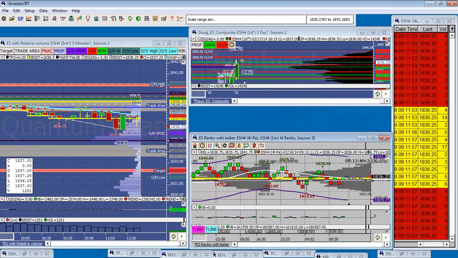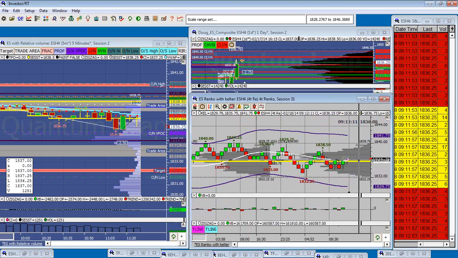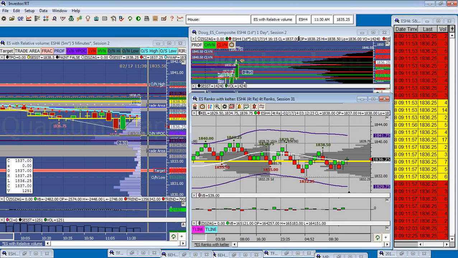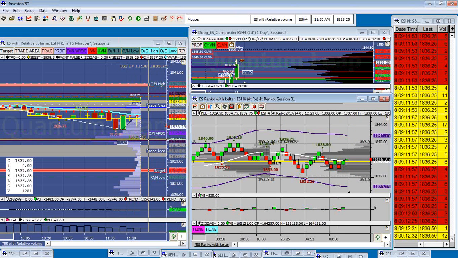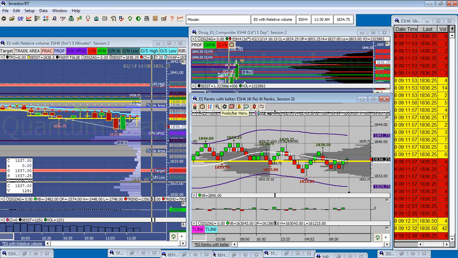Taking a quick look at the Keltner and Renko chart, a test of the Keltner center line is that 35.75. That is the most accepted price in this distribution up here, and you get the naked VPOC from Friday at 35. A break below that and a test of the lower Keltner line takes us down into that 1829.75, 1828 area, and that half back on Friday's candle.